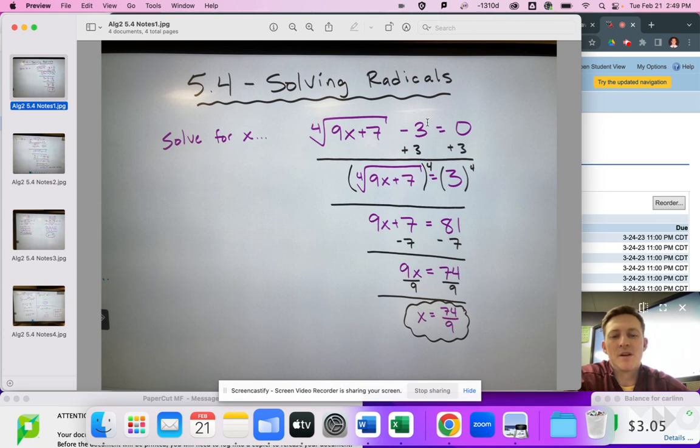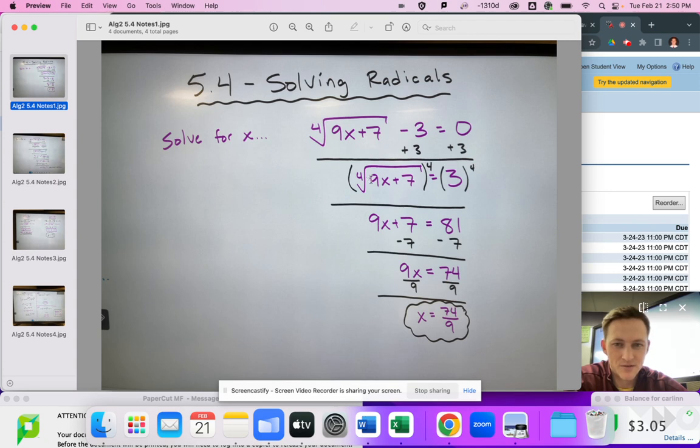So like right here, we have a -3. So we're obviously just going to plus 3 over. And then we have the fourth root of 9x plus 7 equals 3 here in the purple. Okay. There's nothing else outside the radical to take care of. So let's get rid of the radical. What's the opposite of the fourth root here in purple? That'd be the exponent of 4, the power of 4.